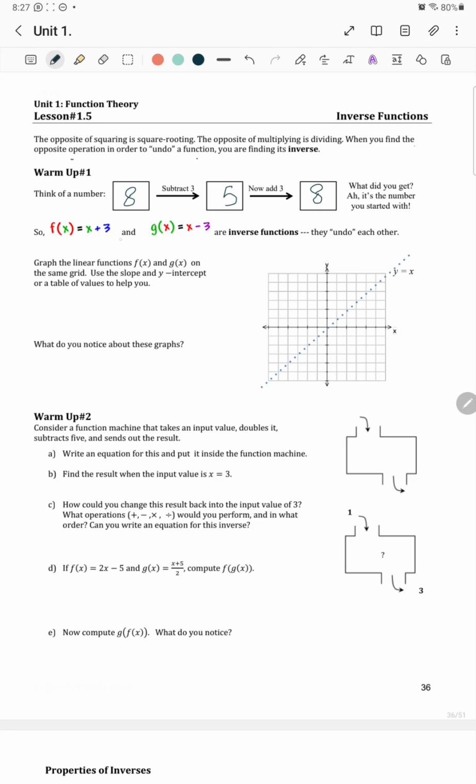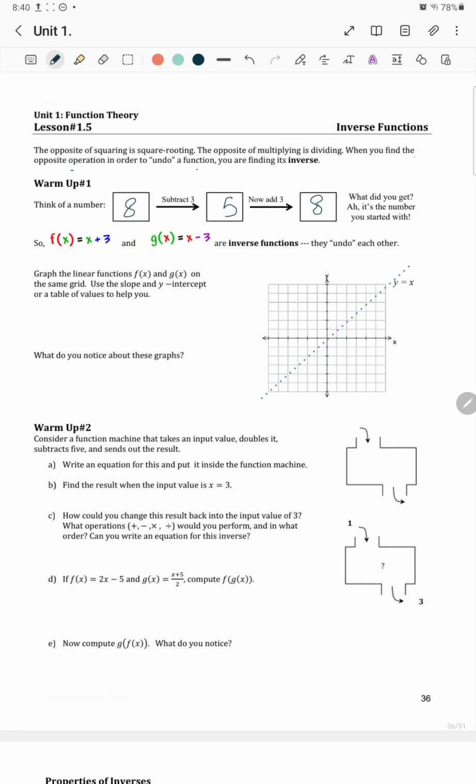If f of x is x plus 3 and g of x is x minus 3, graph the linear functions f of x and g of x on the same grid. Use the slope and the y-intercept or a table of values to help you out. So the function f of x is x plus 3. So function y is equal to x is this. So x plus 3 would be 3 lines upwards. 1, 2, 3. This will be the function f of x, and g of x would be 1, 2, 3 downwards. This would be g of x.